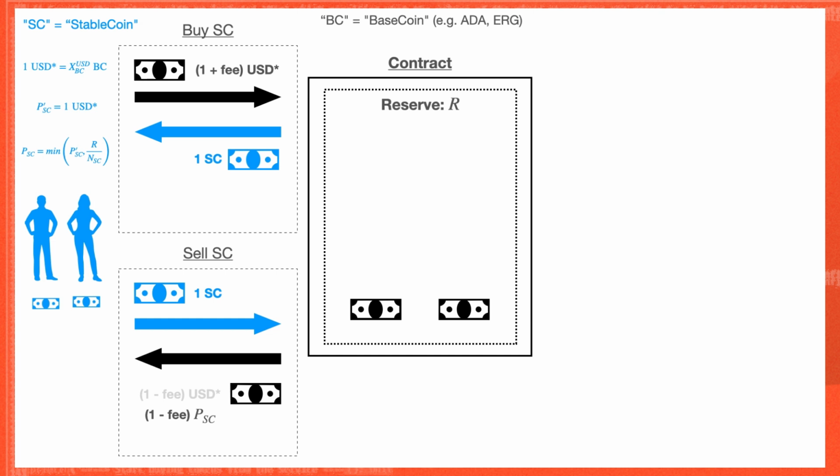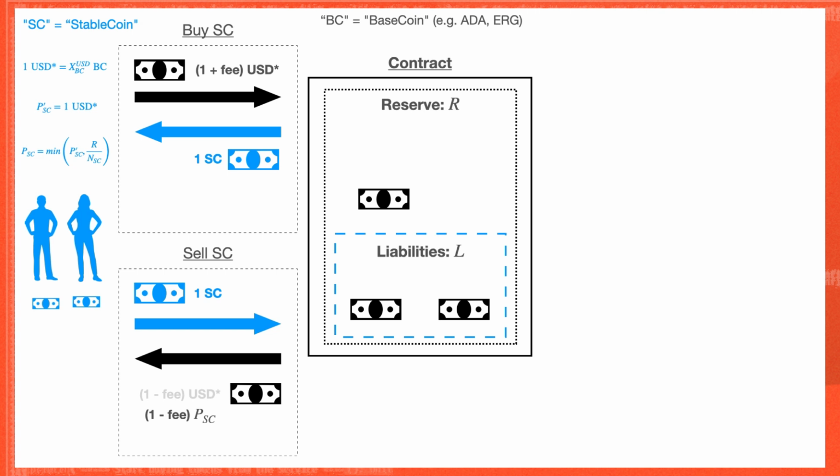So of course, you're only guaranteed to get $1 back if there are enough reserves. And if there are not enough reserves, you get a bit less, but at least the distribution will be fair. So every stablecoin holder will have the right to the same amount of base coins. Okay, so this portion of the reserves that contains base coins that are, let's say, reserved to pay back the stablecoin holders is what we call liabilities.